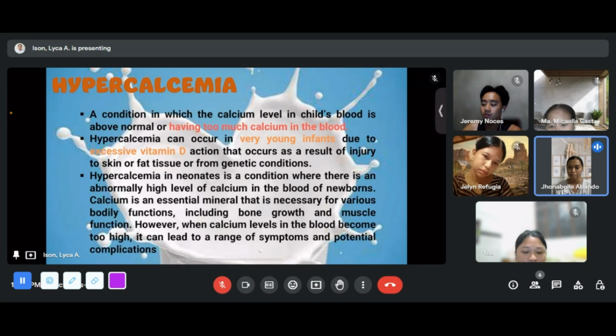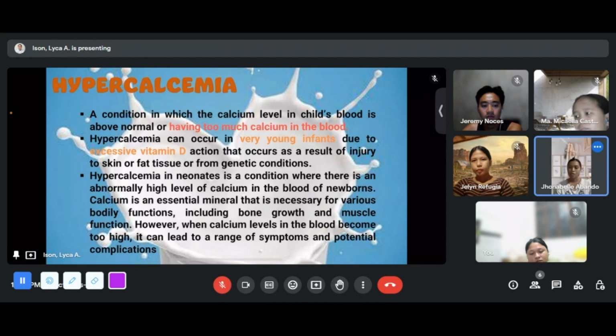So, alam naman natin na vitamin D is a pro-hormone that helps the body absorb calcium. So, kapag mayroong sobrang dami ng vitamin D sa katawan ng baby, maaaring magdulot ito ng pagtaas ng calcium sa blood. And this is what we call the hypercalcemia. Next slide.